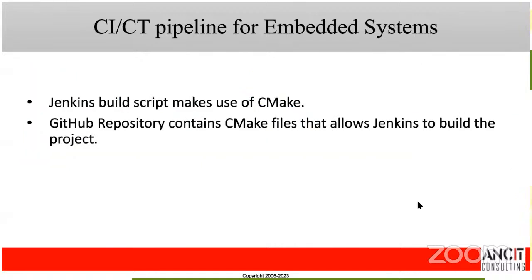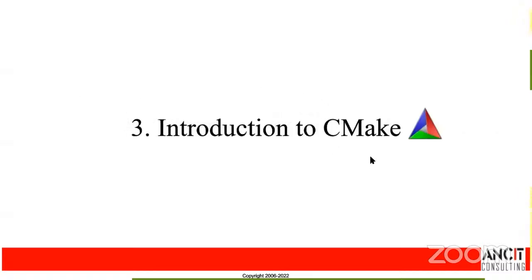So, like I said, Jenkins build scripts, at least in this pipeline, make use of CMake. There are CMake files available in the project, and using the CMake file, it is able to compile your project. I'll get into that. So the first order of business would be to understand what exactly CMake is. So for that, we will introduce CMake.